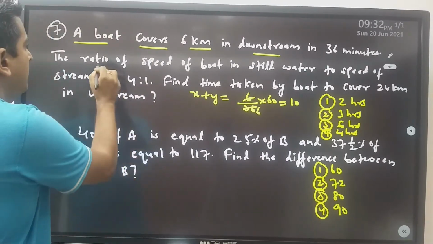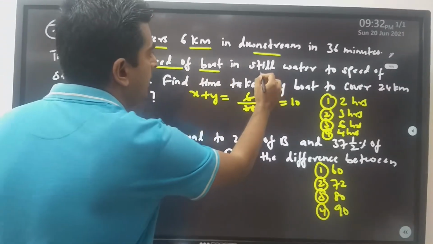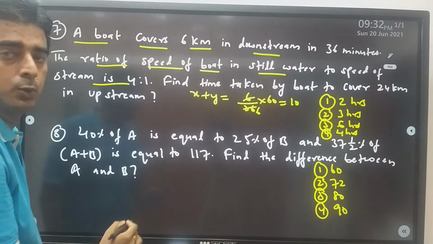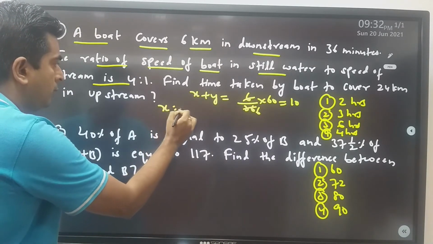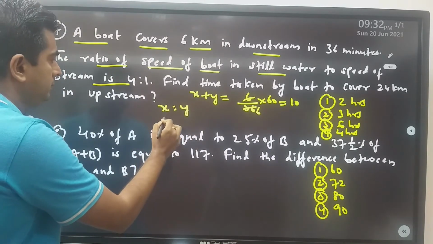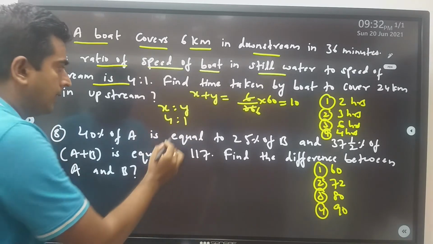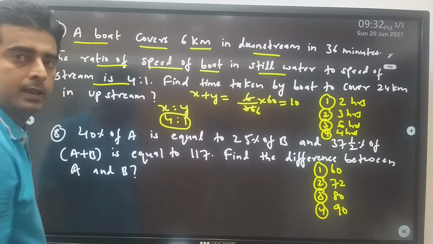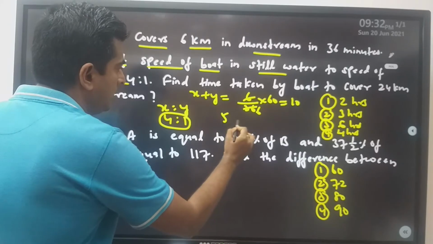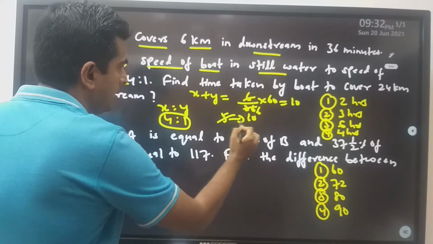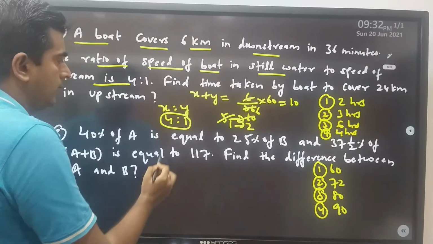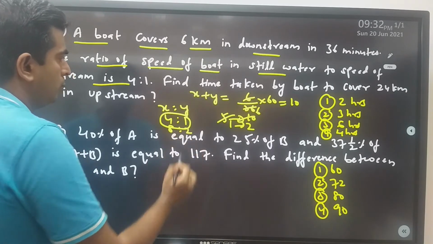And then they have given you the ratio of speed of boat in still water to speed of stream is 4:1. That means x is to y is 4:1. Downstream is nothing but x plus y. So 5 parts, how much have they given you? 10. 1 part is how much? 2. So this is 8 and this is 2.